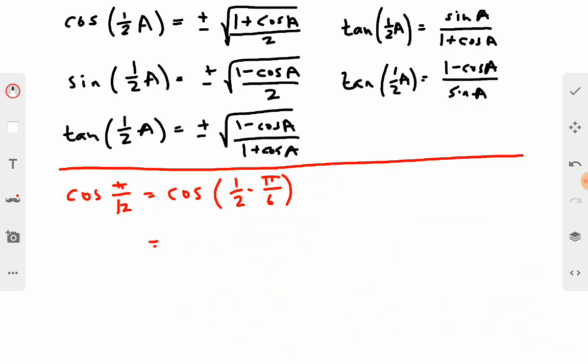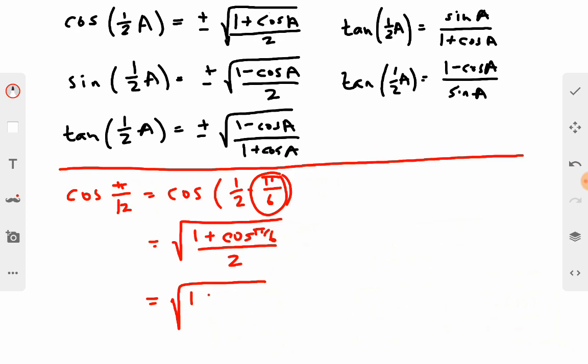So again, pi over 12 is first quadrant, so I'm going to take the positive root, because I know that this answer is going to come out positive. And when I put it in, I'm going to have 1 plus cosine pi over 6 all over 2. I'm taking this angle and putting it in for my A in the cosine identity. All right, now we've got 1 plus, and then cosine pi over 6 is equal to square root of 3 over 2, all over 2. Okay, and we need to simplify this.